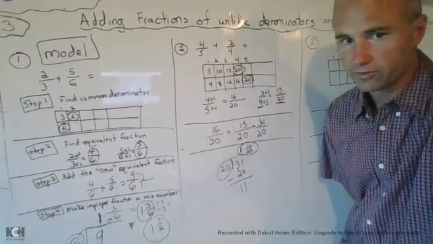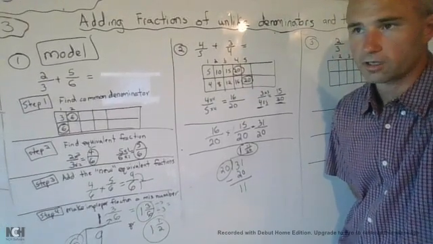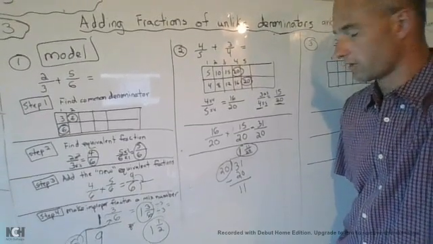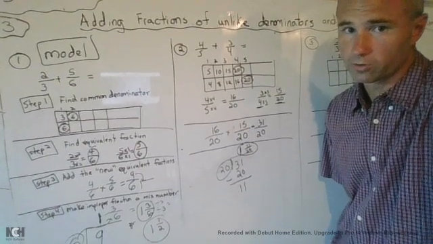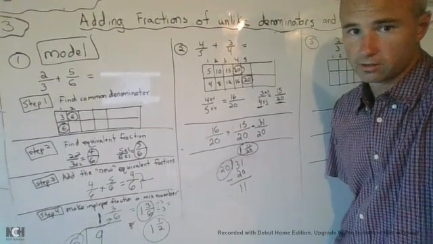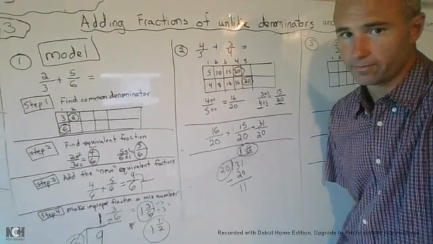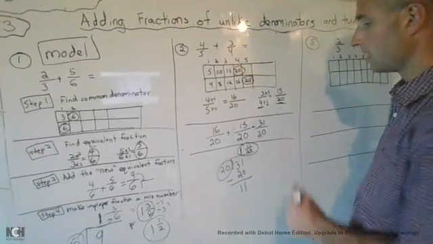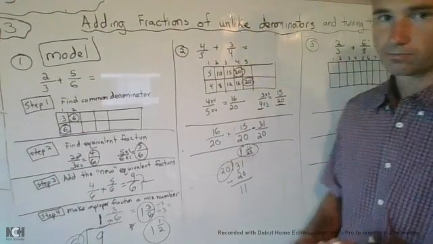And if you want to challenge yourself and try to simplify this, you ask yourself the questions, can 2, 3, 4, 5, 6, 7, 8, or 9 go into 11 or 20? Well, 2 can go into 20, 4 can go into 20, 5 can go into 20. But none of those numbers can also go into 11, which then tells you this is the simplest form. Meaning 1 and 11/20 is the answer for number 2.